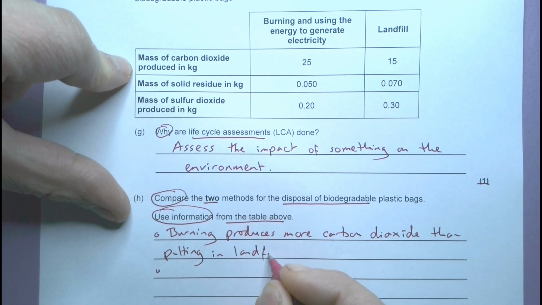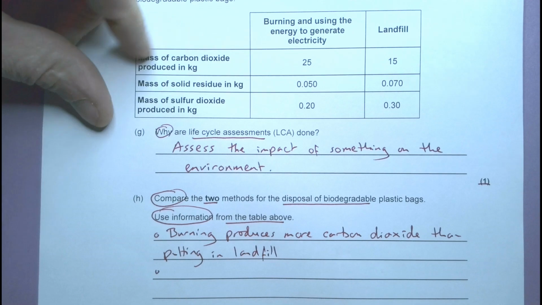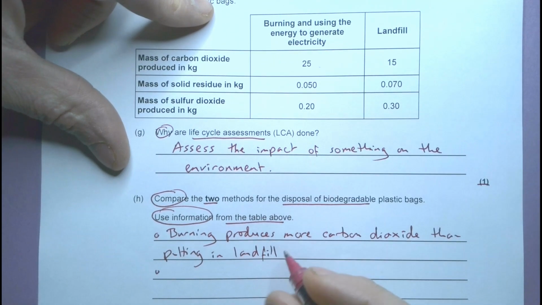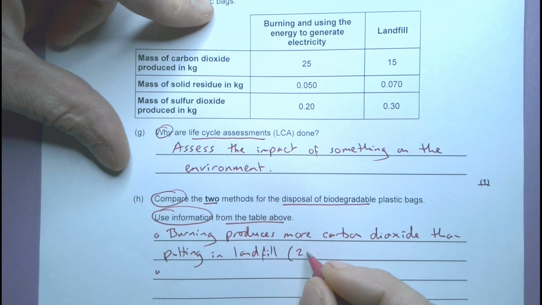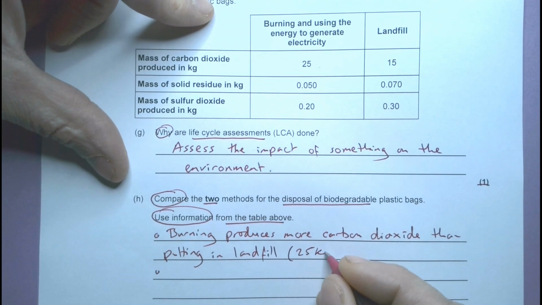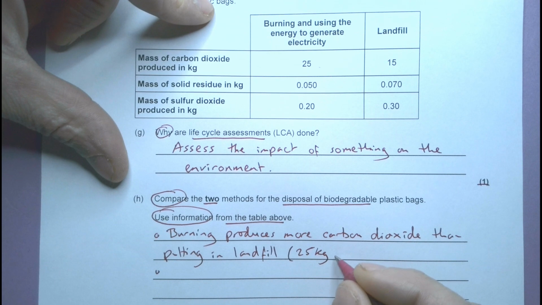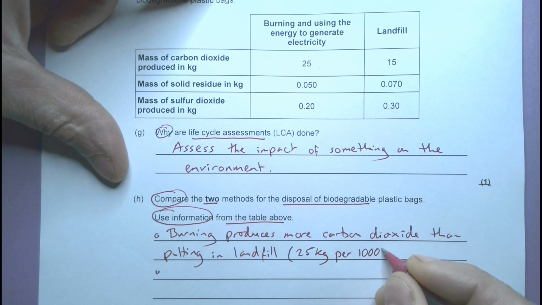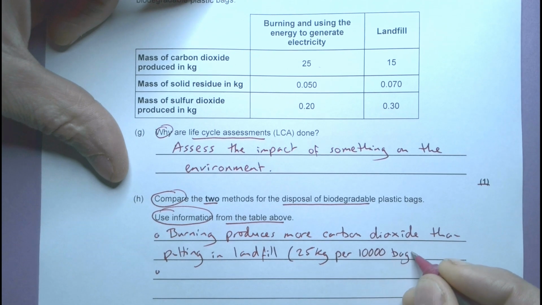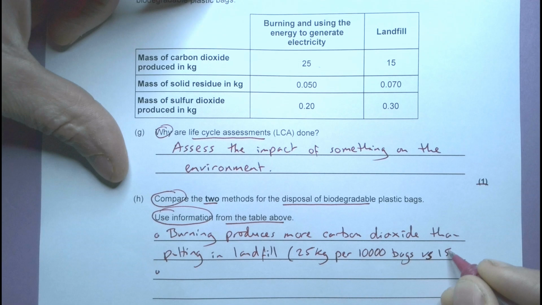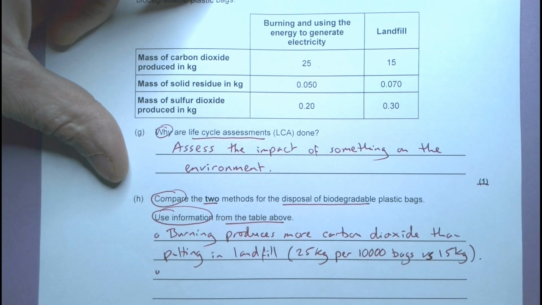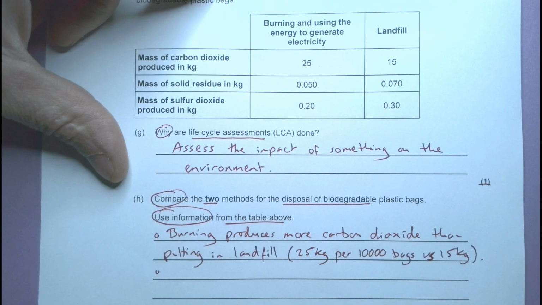But this is where I want to make sure that I get the extra marks, because I can do something with that data. So I can use these numbers as well. So 25 kilograms per 10,000 bags versus 15 kilograms. Okay, so that's put some data in there as well.